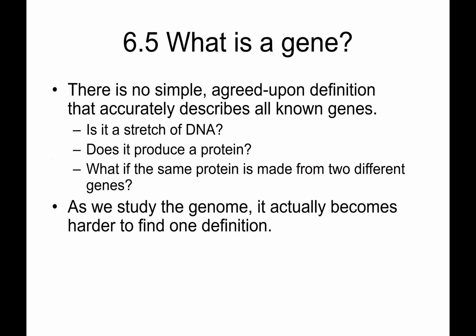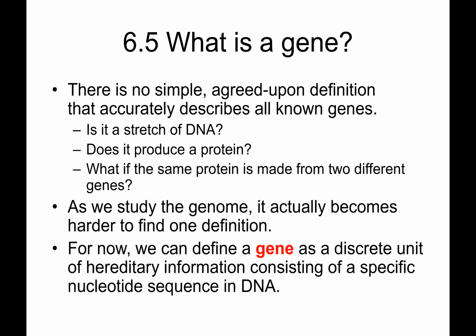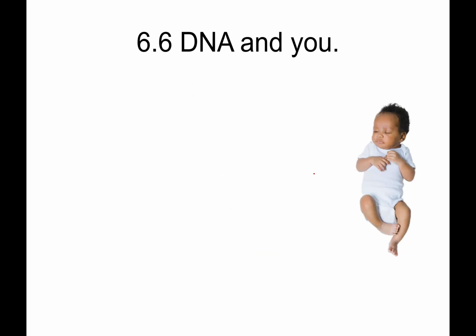So as we study the human genome, it actually becomes harder to come up with a single definition of a gene. But for now, for this book, for this class, we are defining a gene as a discrete unit of hereditary information that's made up of a nucleotide sequence in DNA. So a set nucleotide sequence codes for hereditary information, a discrete unit of hereditary information.